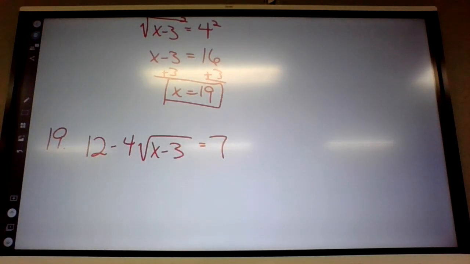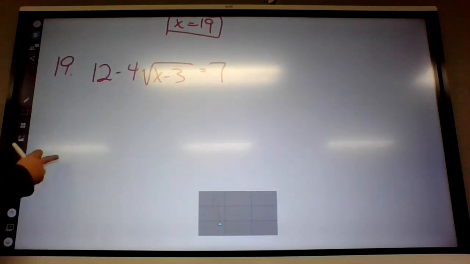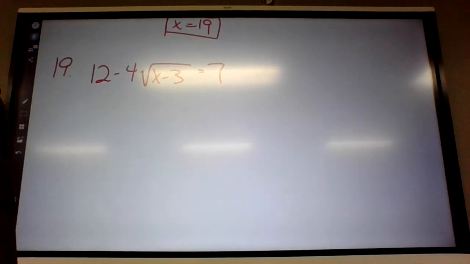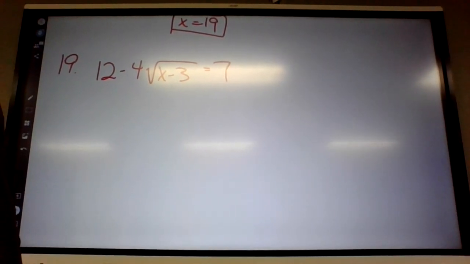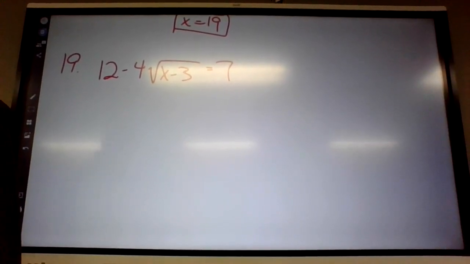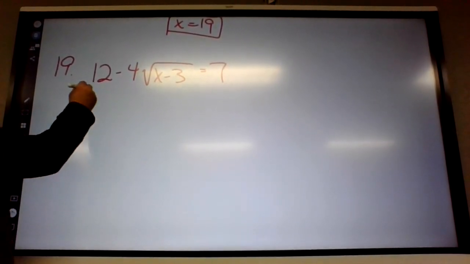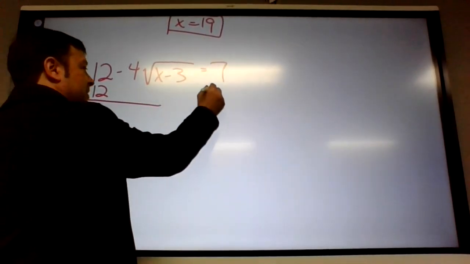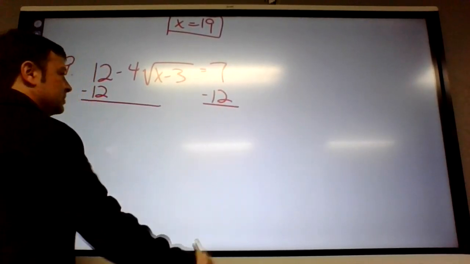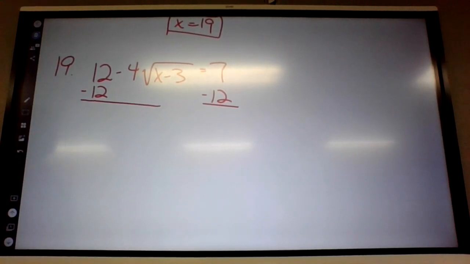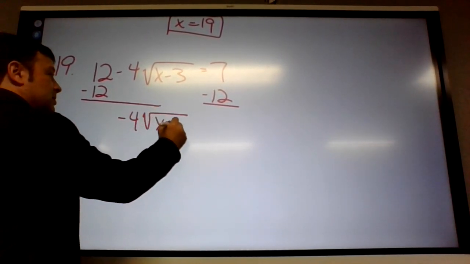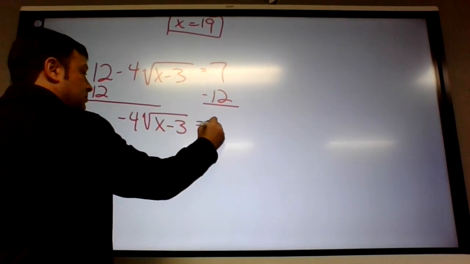All right, Manny, what should we do on 19? First, we should subtract 12. Did I copy this right? 12 minus 4 times the square root of x minus 3 equals 7. Okay, yeah. Well, I thought it looked weird because I saw a fraction coming, and it is a fraction. But we fear no fractions, right? Fractions fear us.